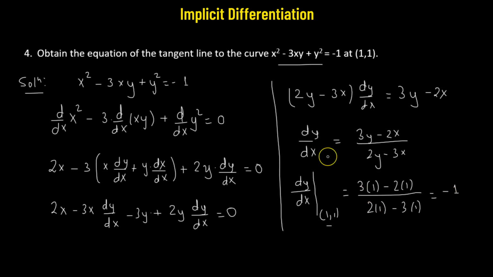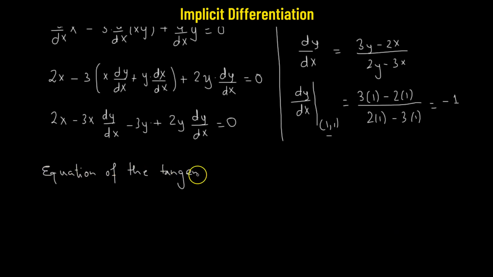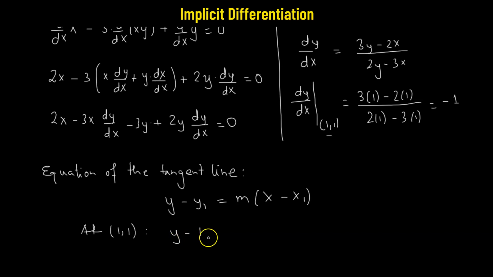And finally, to find the equation of the tangent line, we'll use the point-slope form, which is y minus y1 equals the slope multiplied by x minus x1. So at the point 1 comma 1, our equation will be y minus 1 equals, the slope is negative 1, multiplied by x minus 1, or simply put, x plus y equals 2. So this is going to be the equation of the tangent line at the point 1 comma 1.